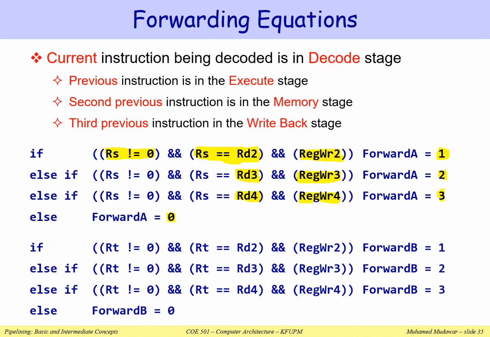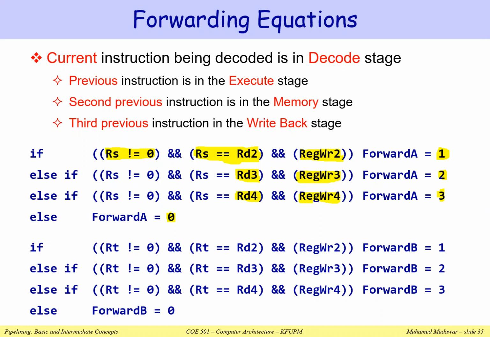Notice that it is written as an if-else statement. In other words, if more than one condition is true, we give priority to the first. So forward A equal to 1 is given priority over 2, which is given priority over 3, because we might have RS equal to RD2 and RD3 at the same time, or even RS equal to RD3 and RD4 at the same time. So it is based on this priority that we select the value of forward A.